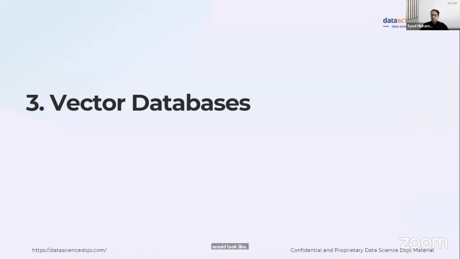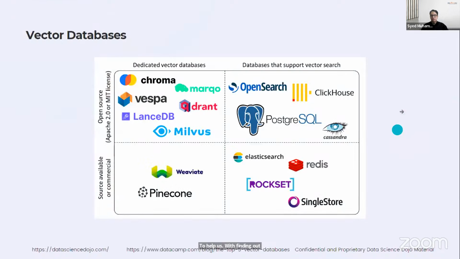So now that we've covered vector embeddings, let's look at vector databases and how they're actually going to help us with finding out similarities. We have a few popular vector databases here. The first categorization is that there are a few dedicated vector databases which were created specifically for the task of vector search. Similarly, the second category is databases that support vector search. These could be your SQL databases or your NoSQL databases, but they do support vector search as well.